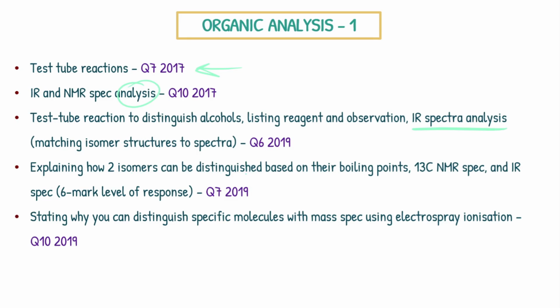Next up here, you had to explain how 2 isomers can be distinguished based on their boiling points. So I suppose technically boiling points is to do with bonding, but I included it here because it also involved some extra stuff to do with NMR and infrared spec. So again, a bit of a synoptic combo right here. This was a 6 mark level of response. Next up, we had to state why you can distinguish specific molecules with mass spec using electrospray ionization. And I'm pretty sure the specific molecules is in reference to an actual specific molecule given to you in the question. Okay, not just generalized.